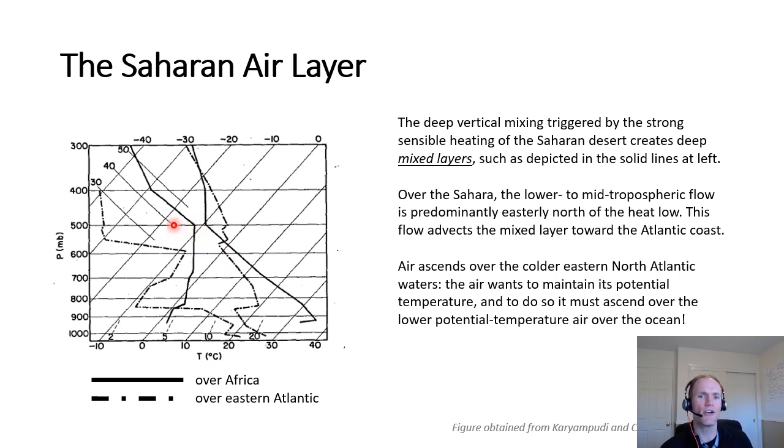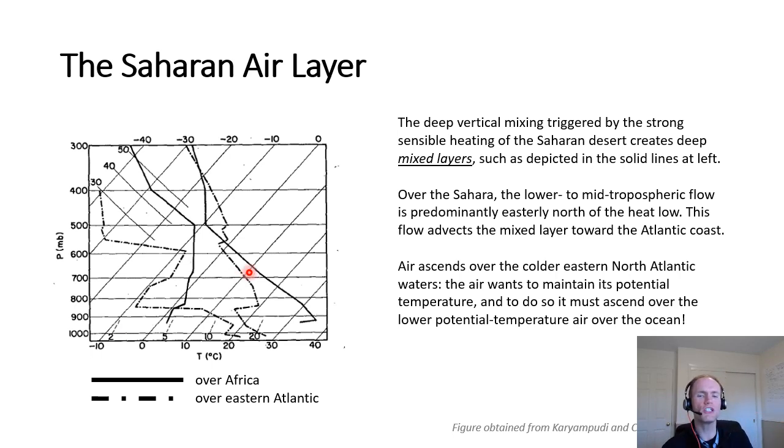So over the Sahara Desert, recall from our previous lecture that we have that heating-driven anticyclone in the middle troposphere. To the south of that, you have the easterly winds associated with the African easterly jet, until right at the surface you get the westerlies associated with the West African monsoon. So over much of this layer from the surface to 500 hectopascals, you have easterly flow trying to direct this air mass from Africa toward the Atlantic Ocean.